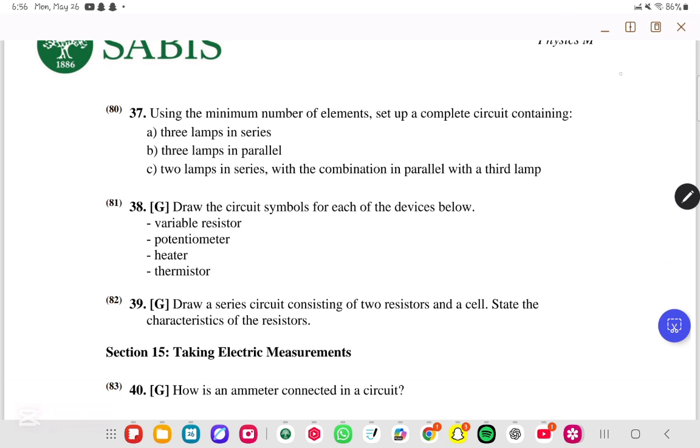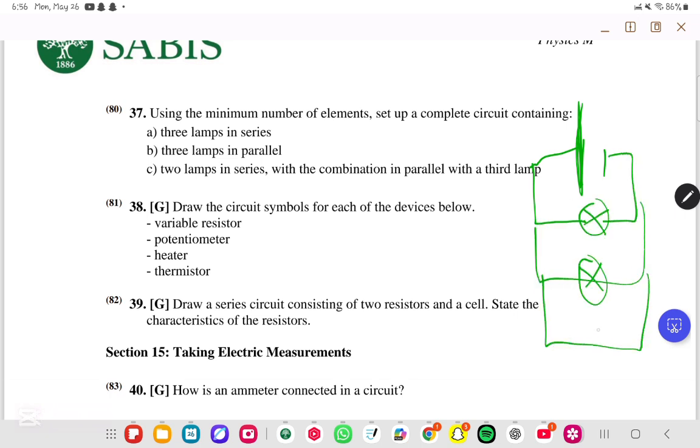Part B, they want 3 lamps in parallel. So you will have a battery. Okay, 1 battery is enough for the 3 lamps because in parallel they will all get the same voltage. So you will have 1 lamp like this, 1 lamp like this, and 1 lamp like this. And this is how you draw 3 lamps in parallel.